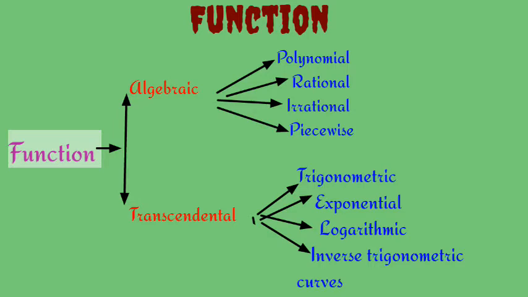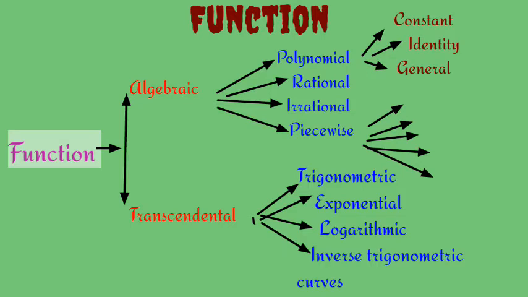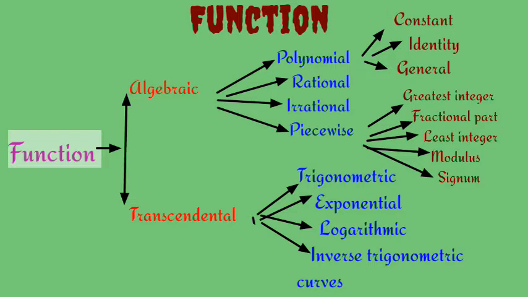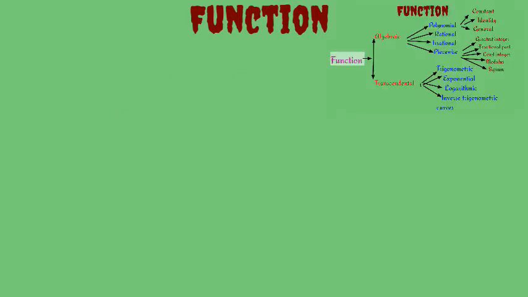Further, polynomial functions are of three types: constant polynomial, identity function and general polynomial function. And a few more functions are there in the piecewise portion. They are greatest integer function, fractional part function, least integer function, modulus function and signum function. These are the complete classification of functions. Let's know about the definitions and graphs of some of these functions.